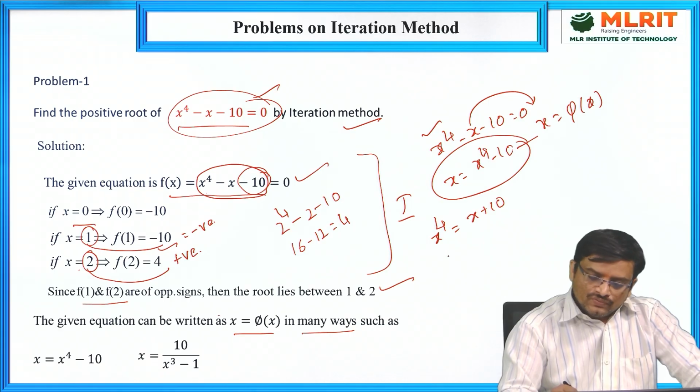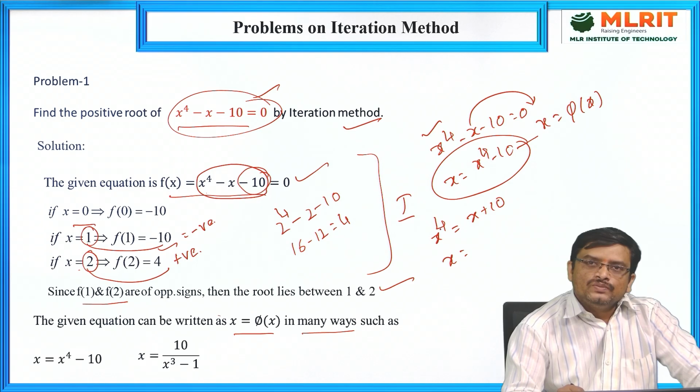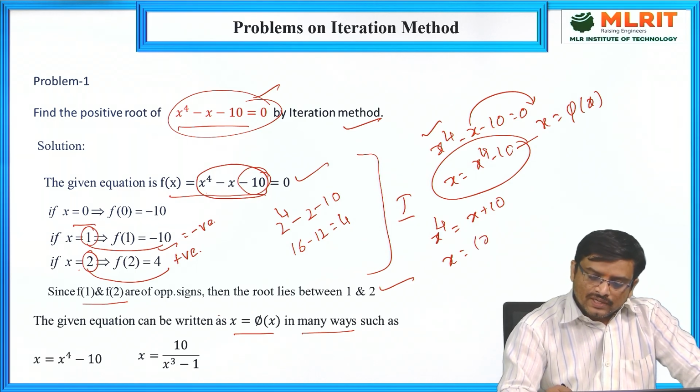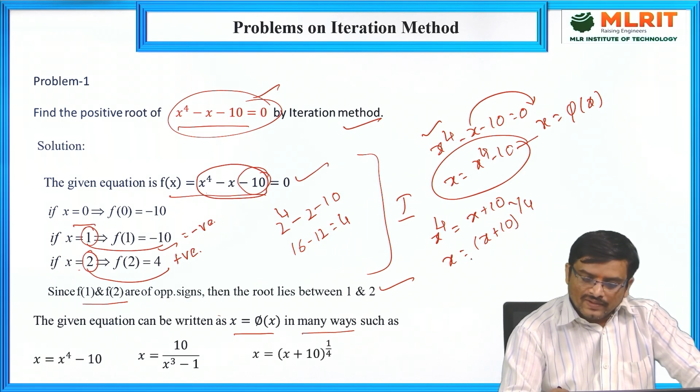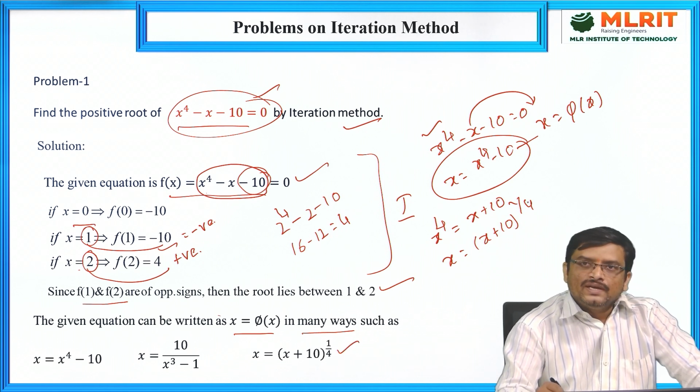Okay, so from this you want to take x is equal to, so you remove this power 4. In order to remove this power 4, we have to apply the fourth root here. So you will get (x + 10) whole to the power of 1 by 4. This is another way to get x is equal to phi of x.